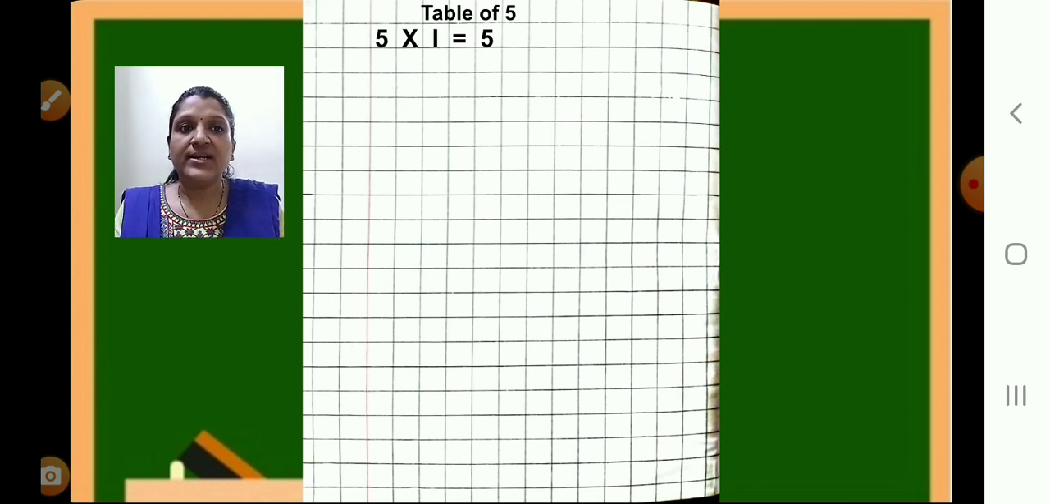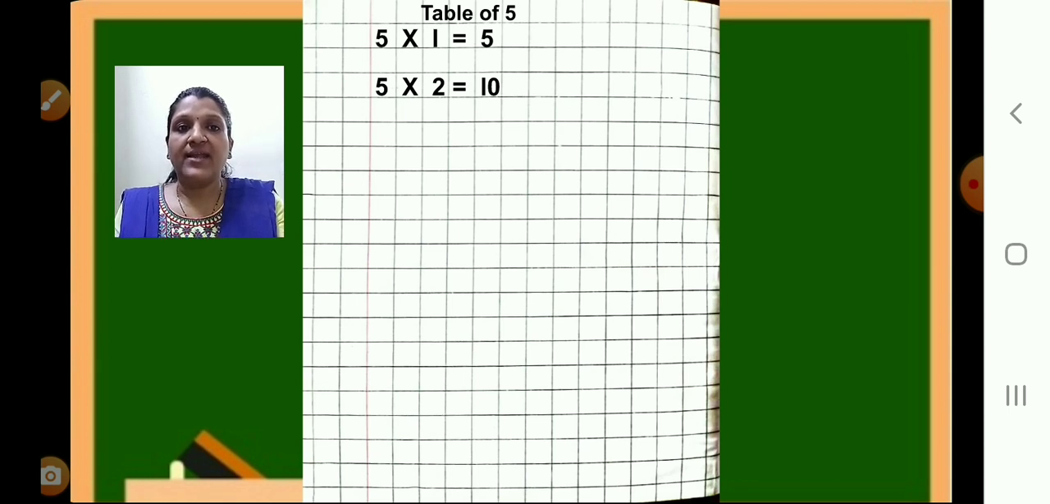Have you written it, children? Yes. Now, leave the next line and then write 5, then the multiplication sign, then 2, then the equal to sign, and write 10. That is, 5 2s are 10.